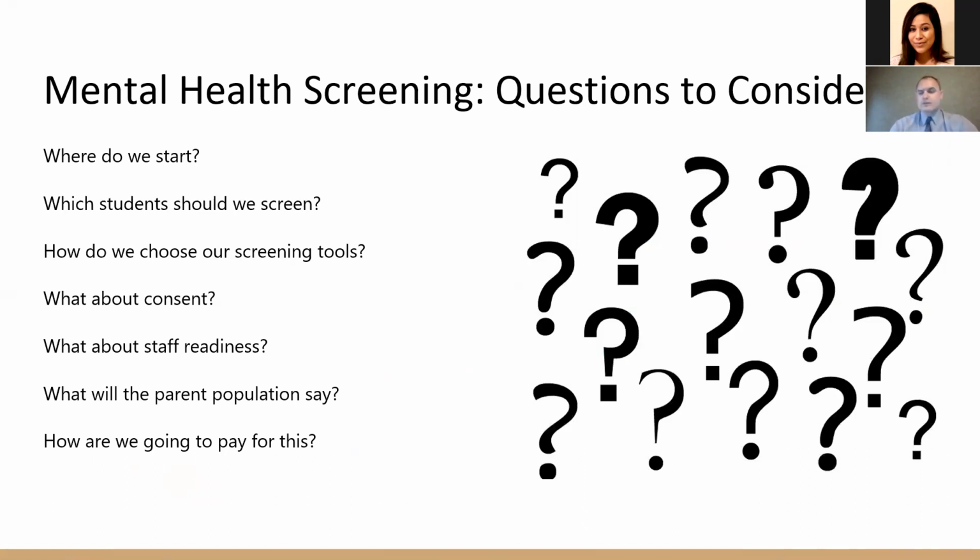We had questions about which screening tools we could use, where to find them, which populations we were going to look at. We had questions around sustainability. How are we going to pay for this? How are we going to train staff? And how are we going to keep this program going year after year? Next slide.